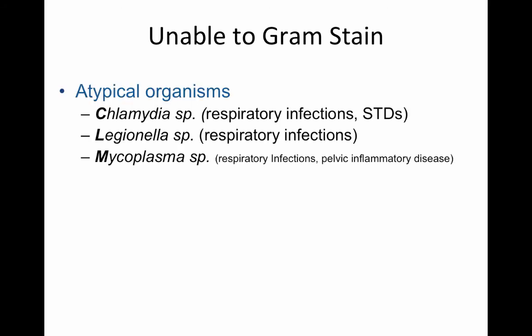There are groups of bacteria that are unable to be gram-stained. The first group we'll talk about are the atypical bacteria. I remember this by thinking about a clam. I don't know why this helps me, but it does, so maybe it will help you. It's a clam, so forget about the A, but otherwise CLM. The atypical clam is Chlamydia, Legionella, and Mycoplasma.